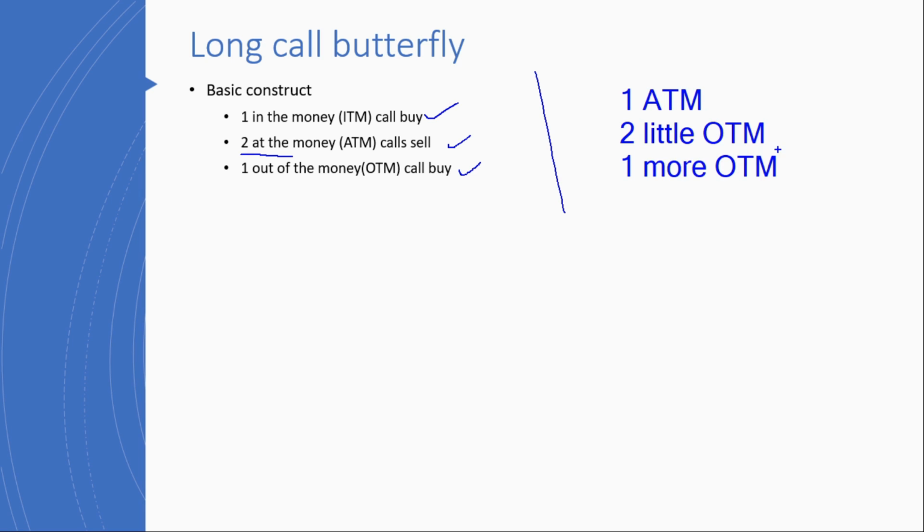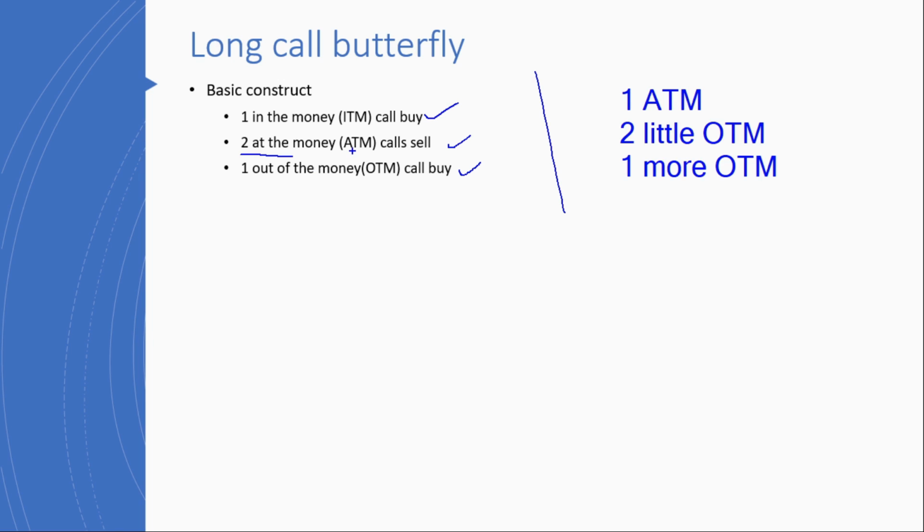This is the normally used variation, where you will go for an in the money buy, two at the money sells, and one out of the money buy position. Of course, when you say at the money, it may not be exactly at the money. It will be very close to at the money that we are going to take.